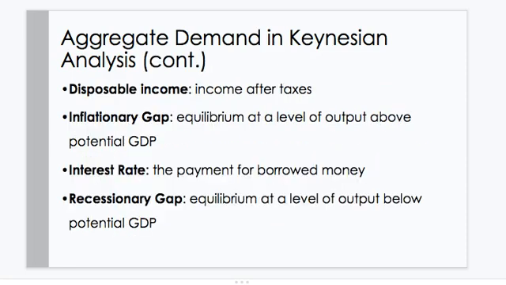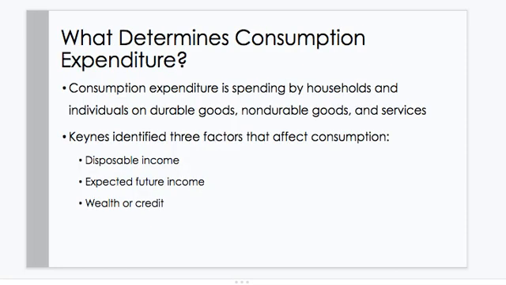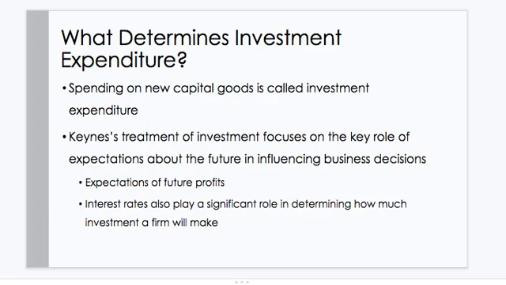Continuing on, disposable income: income after taxes. Inflationary gap: equilibrium at a level of output above potential GDP. Interest rate: the payment for borrowed money. Recessionary gap: equilibrium at a level of output below potential GDP. What determines consumption expenditure? Consumption expenditure is spending by households and individuals on durable goods, non-durable goods, and services. Keynes identified 3 factors that affect consumption: disposable income, expected future income, wealth, or credit.